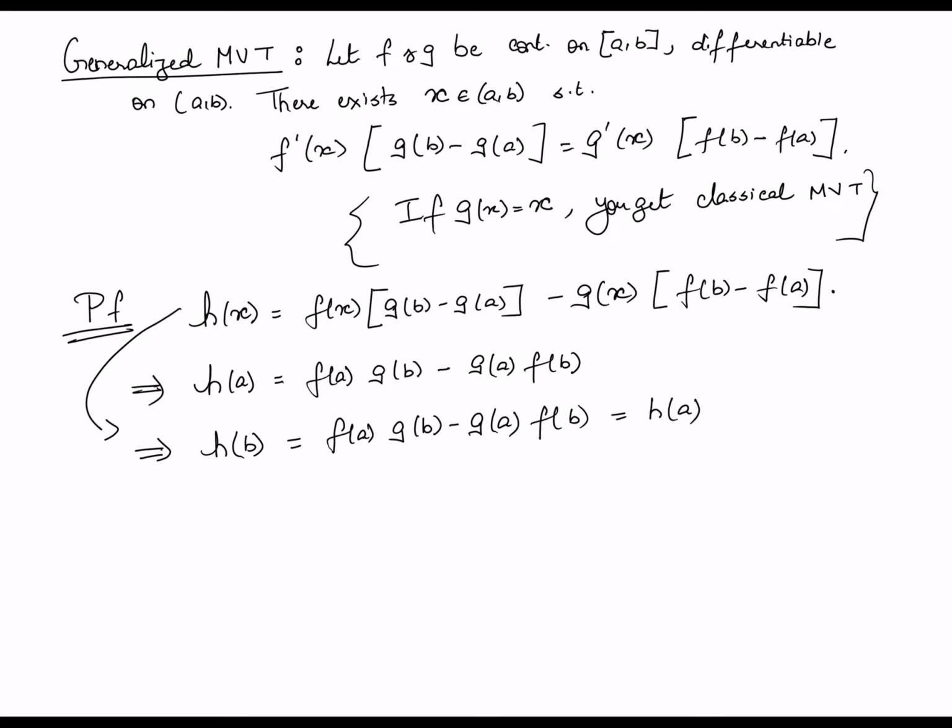Now, therefore, since the function h takes identical values at the endpoints a and b, by Rolle's theorem, there must exist an x between the two where the derivative is 0. By Rolle's theorem, there exists an x between a and b such that h prime x is equal to 0. And the point where the derivative of h is 0 is in fact the same as the point that we want in order to prove the generalized mean value theorem, right? So this completes the proof.